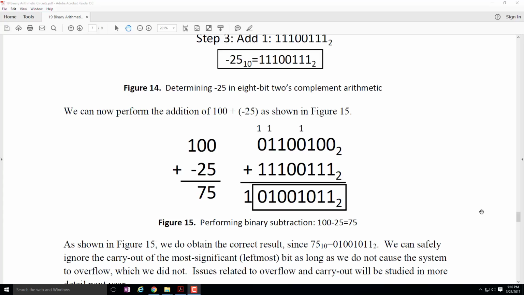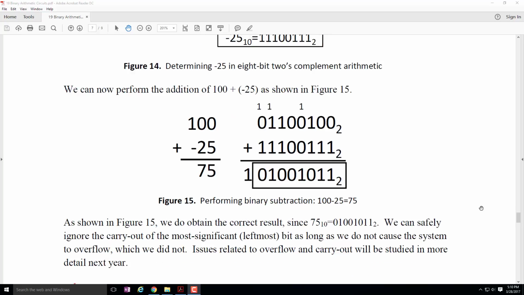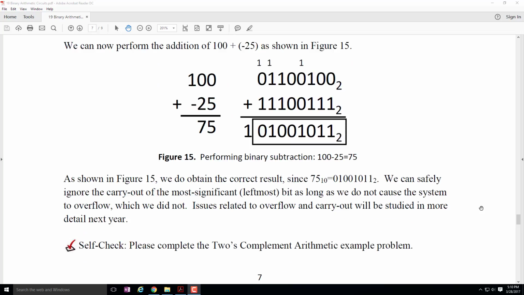We can now represent positive numbers, we can represent negative numbers, we can do addition, we can do subtraction. We found out that subtraction is really just addition but with a negative number. So once we have the ability to negate a number, we've opened up our horizons from just addition to include subtraction. Time to do an example. Do the 2's complement arithmetic example problem. We'll come back and we'll discuss multiplication and division at least a little bit so you have a hint of how multiplication and division are performed.